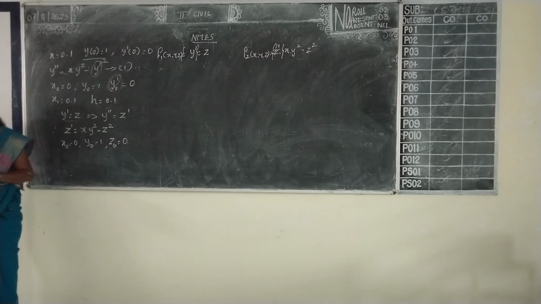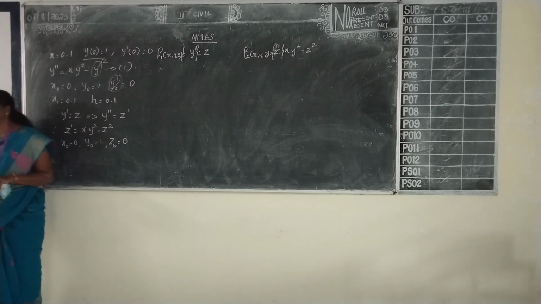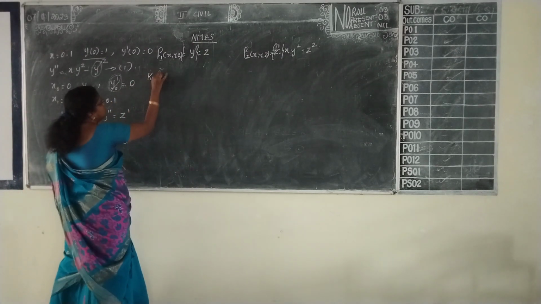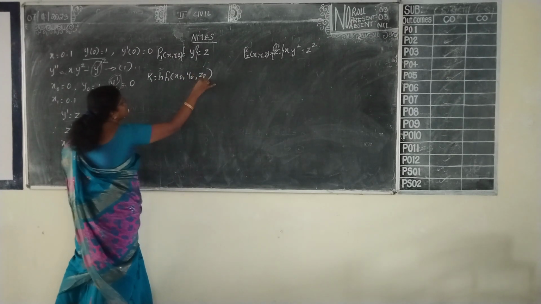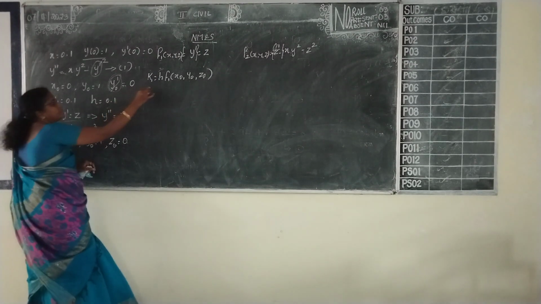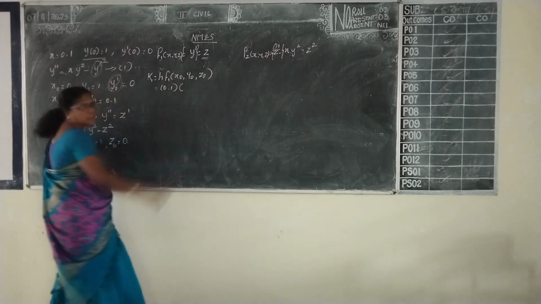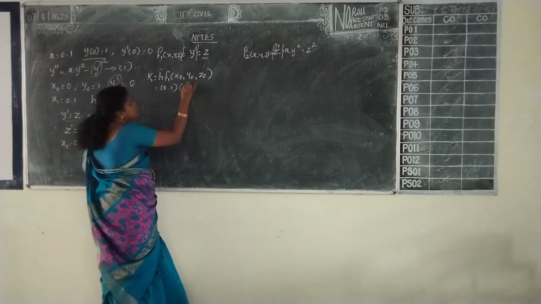We all know the formula. What is K1? What is the K1 formula? K1 equal to H into F1 of x naught, y naught, z0. So the H value is 0.1 and F1 is simply z0. So it will be 0.1 into z0. What is the z0 value for the problem? 0. So 0.1 into 0 will give you 0.